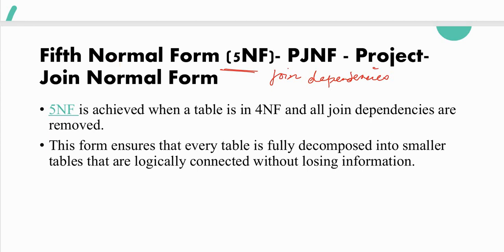Fifth normal form is achieved when the table is already in fourth normal form and all join dependencies are removed. This fifth normal form ensures that every table is fully decomposed into smaller tables that are logically connected without losing any information.